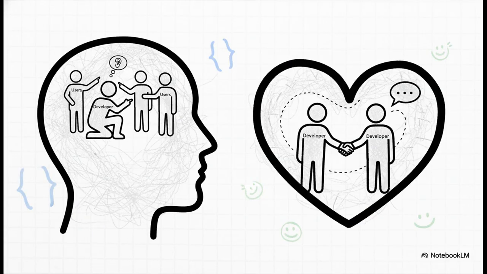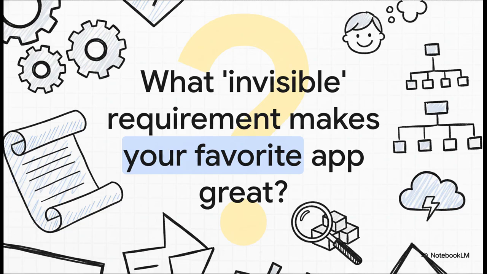Which brings us to what I think is the most important point of all. The #1 skill in building amazing software isn't about being a coding genius. It's empathy. It's about the hard work of truly, deeply understanding the people you're building something for, their goals, what drives them crazy, and the world they live in. So next time you're using an app that you just love, think about this. What are those invisible qualities, those non-functional requirements like its speed, or how simple it is, or how safe you feel using it that really make it great? Because I promise you, that's where the real magic happens.